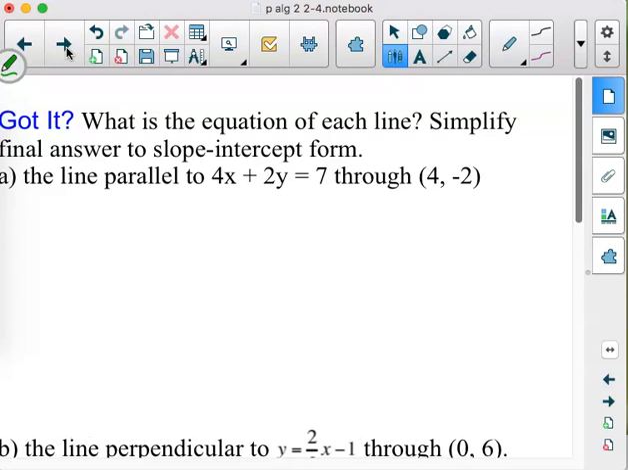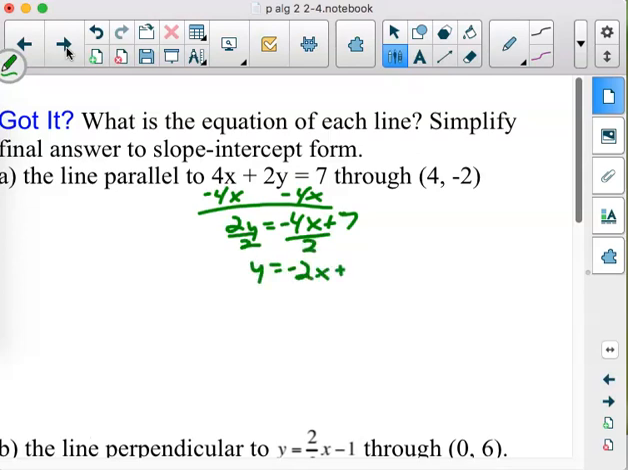With this one, they're going to make us do a little work. So we're going to have to subtract 4x from both sides, because it has to be in slope-intercept form for us to find the slope. Then we have to divide by 2, which makes people nervous because they're like, oh, 7/2 is a fraction. Do we care that that's 7/2? What did we need out of that? Yeah, and the slope is?